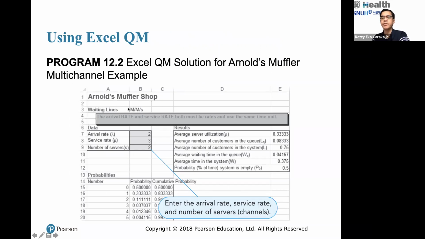Similarly, later you can use Excel, or QM solution, for Arnold's multichannel example. Here, we have this information in a Poisson distribution. We have lambda, mu, and how many servers you have to maximize the business. So here, for example, we have the arrival rate lambda is 2, service rate mu is 3, and for example, we only have 2 servers and the queue line. So we can calculate the information about rho, LQ, WQ, W, and the P0.